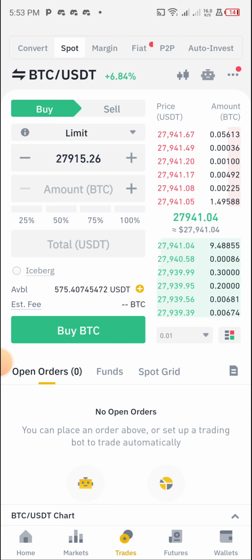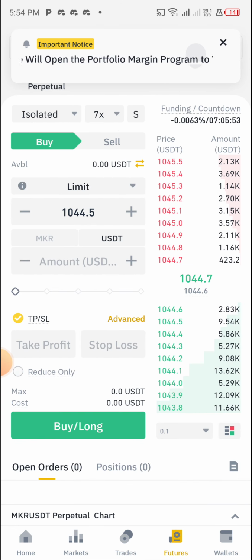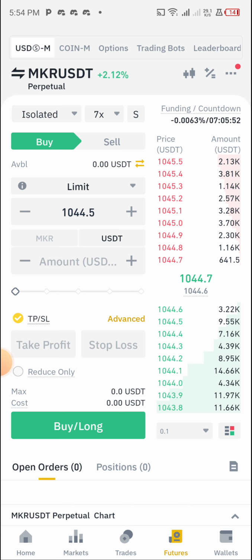Now, on the other spectrum, we're going to be talking about futures trading tonight. So, first things first, this is futures trading. What is the difference between futures trading and spot trading? It's very easy and simple. Futures trading gives you the ability to use leverage to make more profits in the market.